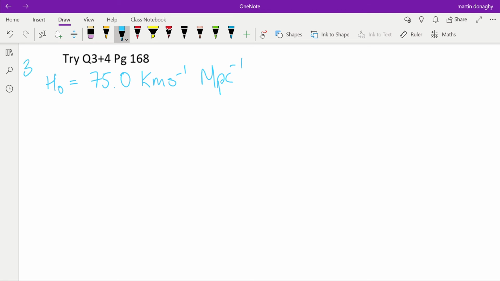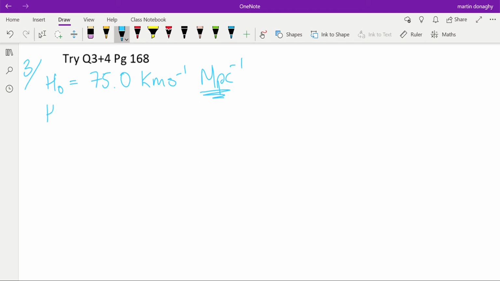Okay, question 3 is quite tricky. It's not really anything to do with space. It is just, can you do conversions? So we're given our Hubble parameter as 75.0 kilometers per second per megaparsec. This is a unit of distance that we use for very, very large distances. So we need to make conversions to make this work.